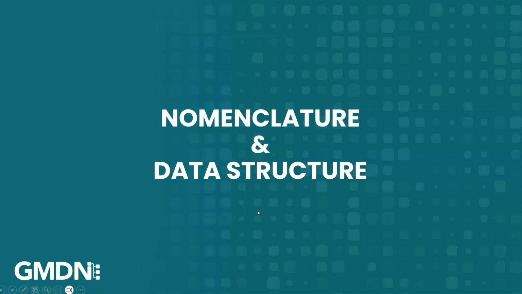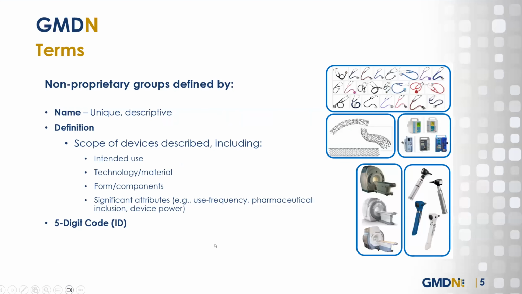I'll go through the nomenclature and data structure that we have here at GMDN. I'll start with terms. Terms are the concepts that describe devices at the most granular level in the GMDN. Each term has a code, a name which is unique and as descriptive as possible, and a definition. And the definition is based primarily on the intended use of each device.